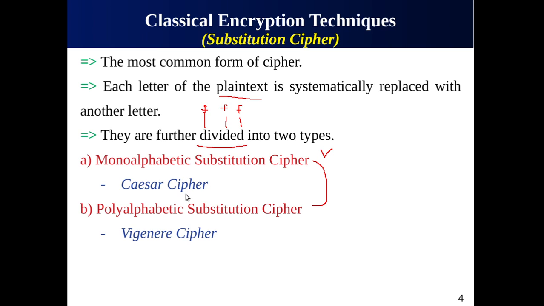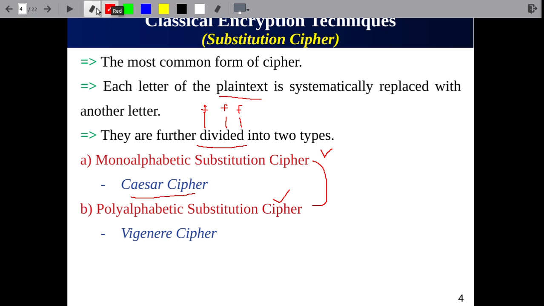And an example of monoalphabetic substitution is Caesar cipher, which we will see in a moment. On the other side, polyalphabetic substitution cipher is a bit different. Each plain text letter maps to a different random cipher letter, and it prevents the simple frequency analysis attack that we just studied. And an example of this is Vigenère cipher.